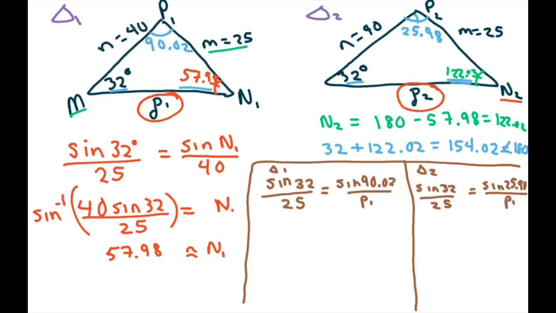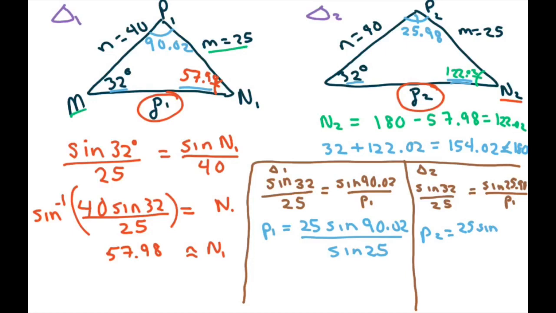And when you cross multiply, you get P1 equals 25 sine of 90.02 divided by sine of 32. And the same thing here, except instead of sine of 90, you're just going to write 25 sine of 25.98, but you're still dividing by sine of 32. So basically the only thing you changed was this part.